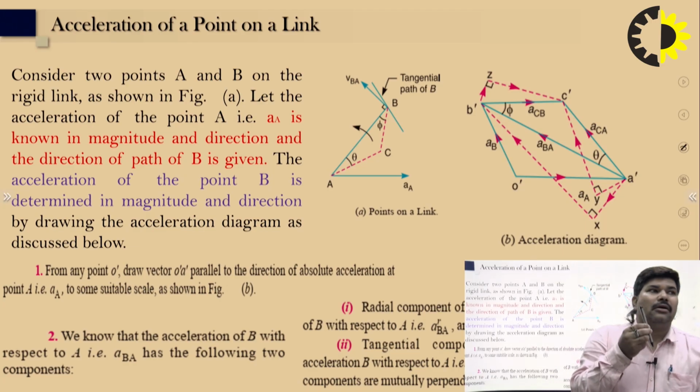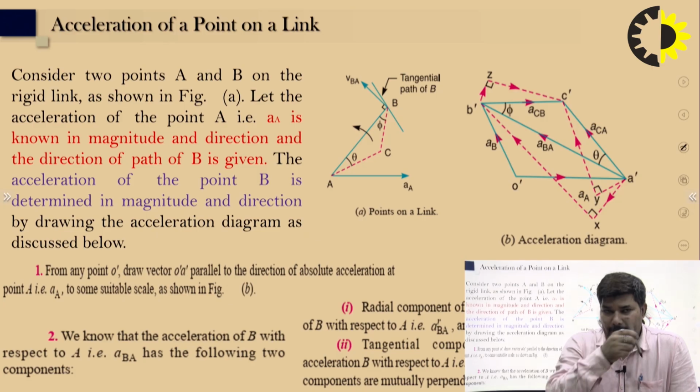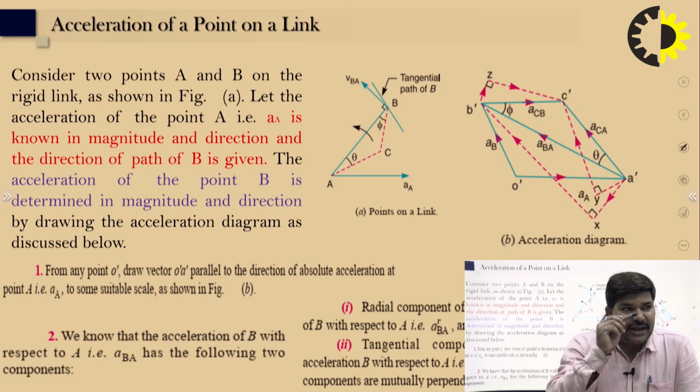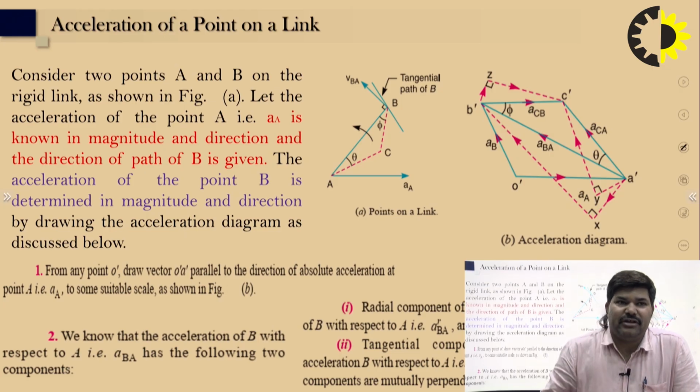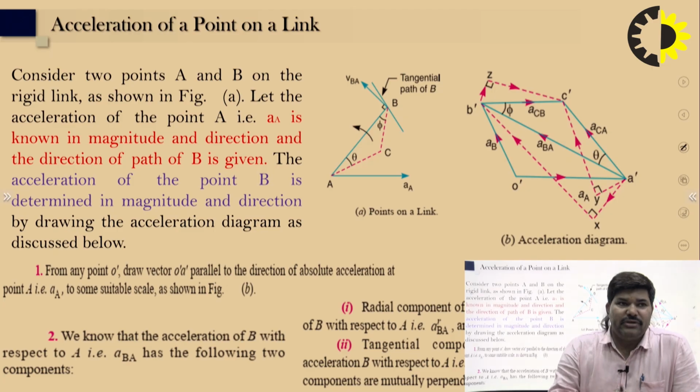This is the real link, and let the acceleration of point A be known in magnitude and direction, and for point B only the direction of its path is given, not the magnitude. In this case the acceleration of point B is determined in magnitude and direction by drawing the acceleration diagram, right?